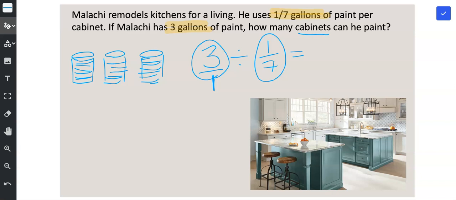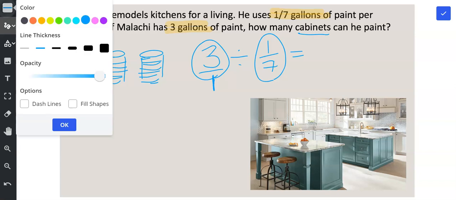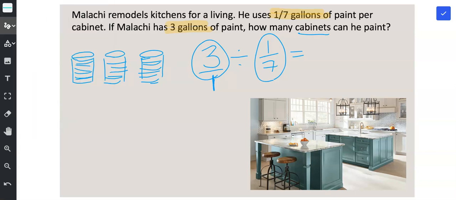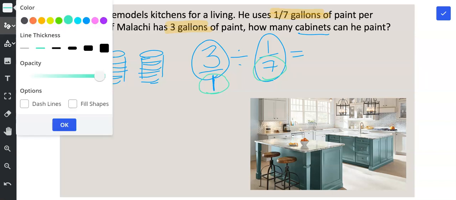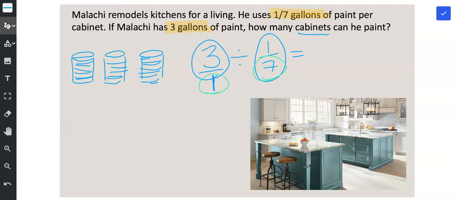Second, we need to figure out if they have the same denominator. So let me switch colors. This has a denominator of 1, and 1/7 has a denominator of 7, so they do not have the same denominator. To find a denominator that they have in common, I'm going to apply the least common multiple method. That is how you can find the least common denominator.